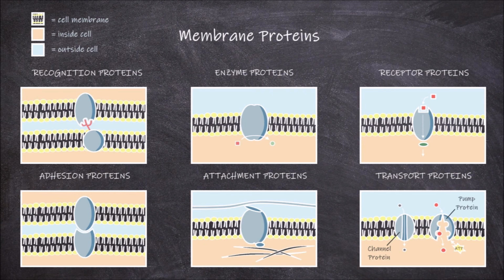Pump proteins are transport proteins that are involved in the active transport of molecules across the cell membrane against the concentration gradient from lower to a higher concentration, and requires energy in the form of ATP to do this.